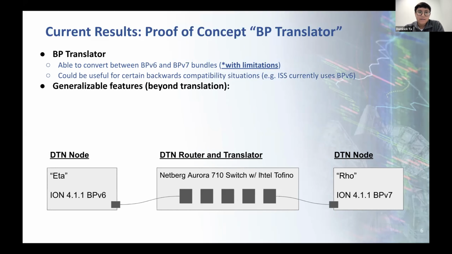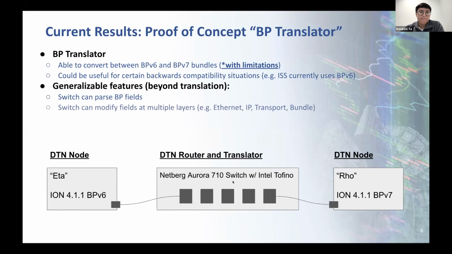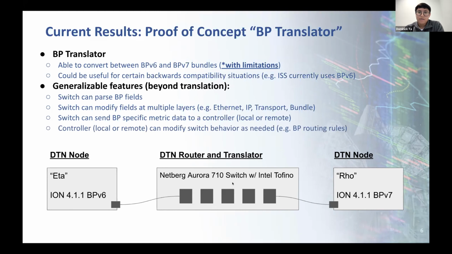But what I'm more excited about is the generalizability of something like this beyond translation, which is that we've shown that it is possible to get a switch to parse and understand bundle protocol fields. We can get a switch to modify these bundles at multiple layers. So not only the bundle layer, but we were able to get the UDP checksums to be properly updated when the bundles were changed to a different version, and the IP checksums. We were also able to get this switch to send bundle telemetry to a controller. And then we were also able to get a controller that can modify this switch's behavior as needed.